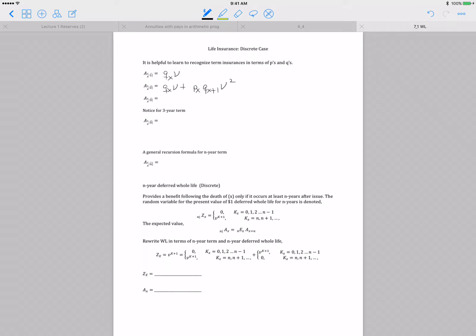So those are the two mutually exclusive events that can happen, so that your beneficiary can get the benefit. So what I want you to do is now pause it, and I want you to write down 3-year term insurance in terms of your p's and q's and v's, just like I've done for 1 and 2-year term.